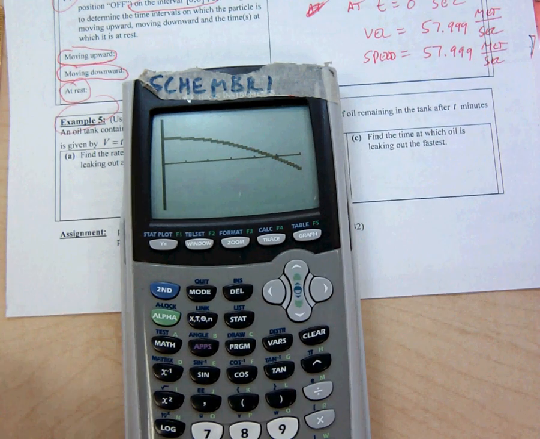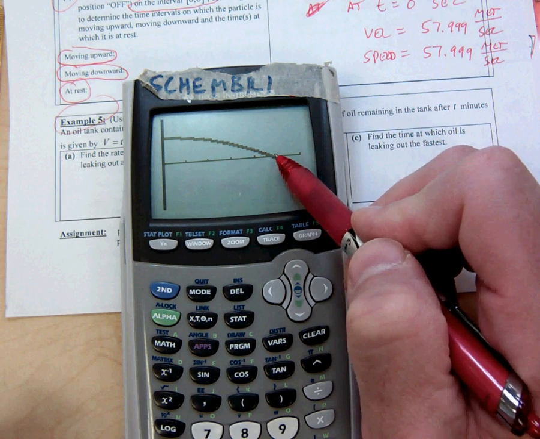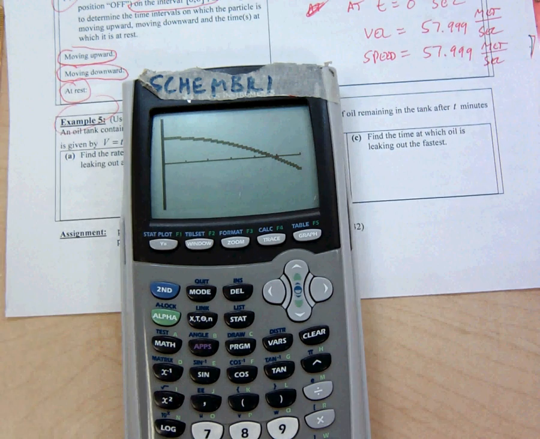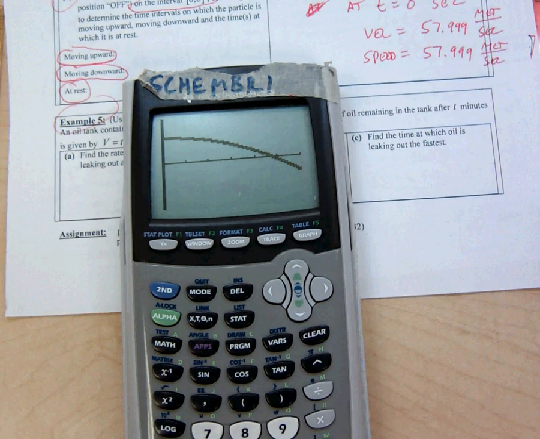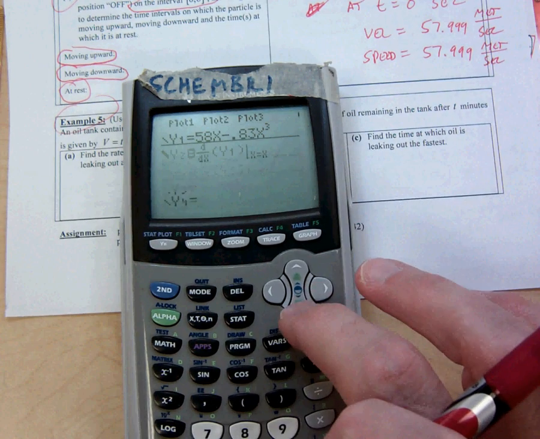Well, what I would do is I would start by finding where it's 0. How do I quickly find that x-intercept? Quick, quick, quick. You guys should be experts at this. How do I find the x-intercept on the graphing calculator? Quick. Well, you could do it that way. I like to do it this way.